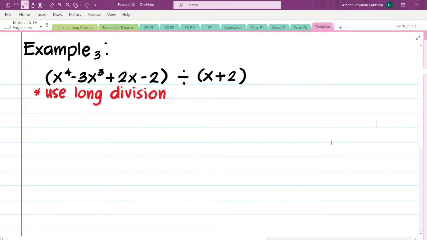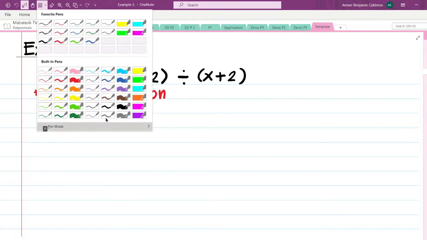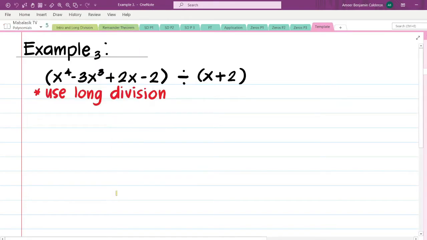So we have to divide x to the fourth minus 3x cubed plus 2x minus 2 by x plus 2. And we are going to use long method. Let us check if it is in decreasing order of exponent. 4, 3, 1, constant term. Yes, it is in decreasing order of exponent. But the second thing that we have to check is, does it have a missing exponent? Yes, it does have a missing exponent. We are missing an exponent 2.